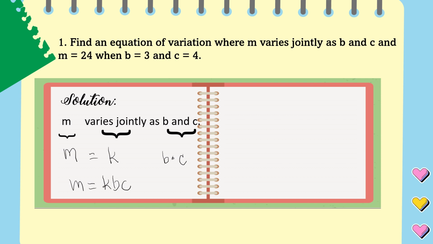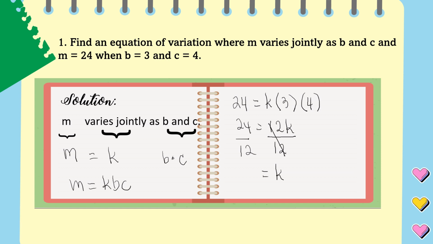Next, we have to substitute the values. If m is 24, we substitute 24 to m equals k, b is 3, and c is 4. So 24 equals k times 3 times 4, and 3 times 4 is 12. So we can write that as 12k. To solve for k, we divide both sides by 12. Therefore, k is 24 divided by 12, which is 2.